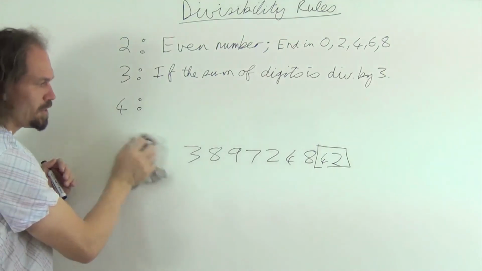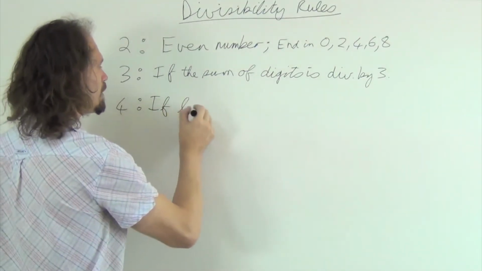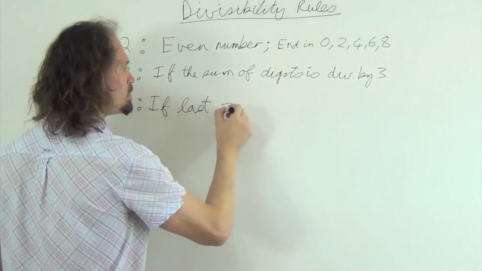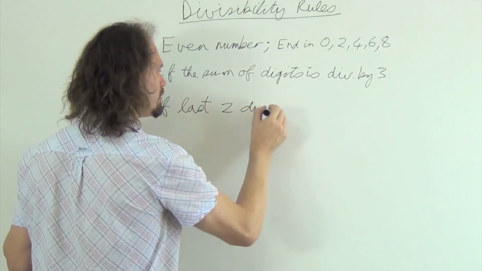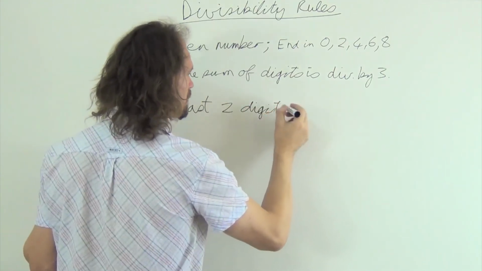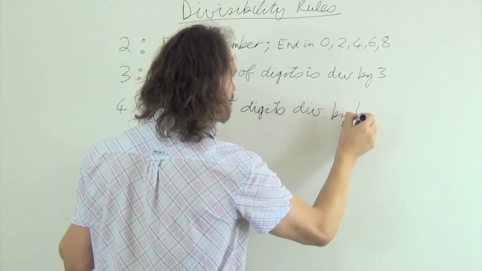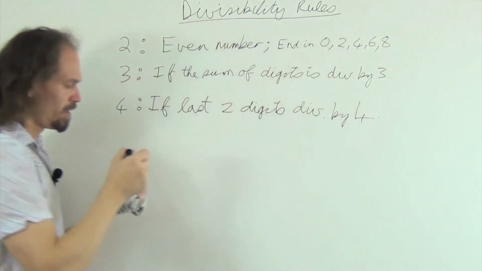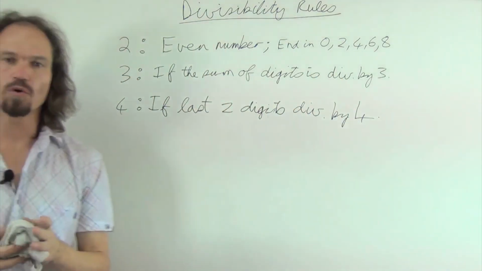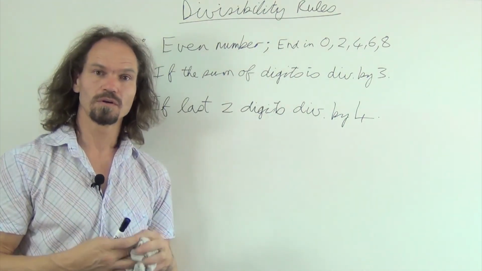All right? Let's just formulate that rule. If the last 2 digits are divisible by 4, then the whole number is divisible by 4. All right?